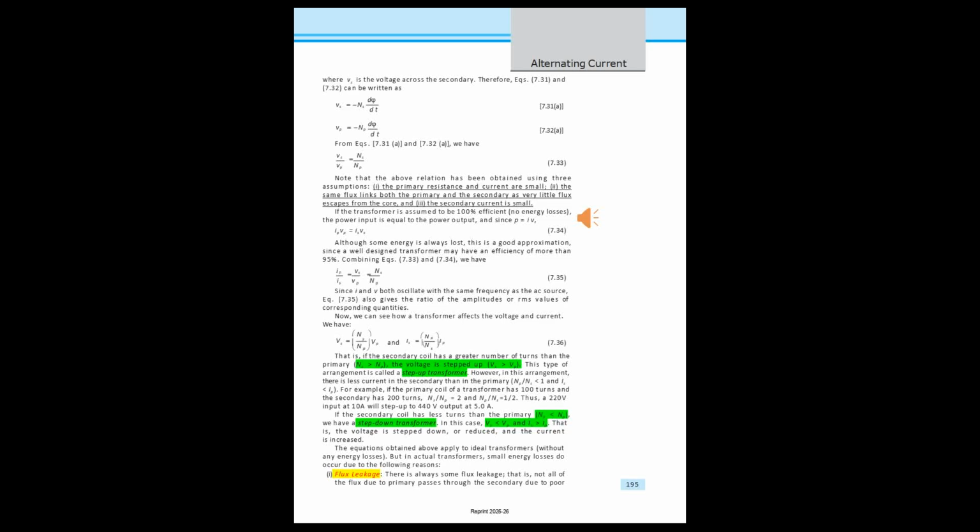So the equations obtained above apply to ideal transformers without any energy losses. But in actual transformers, small energy losses do occur due to the following reasons.